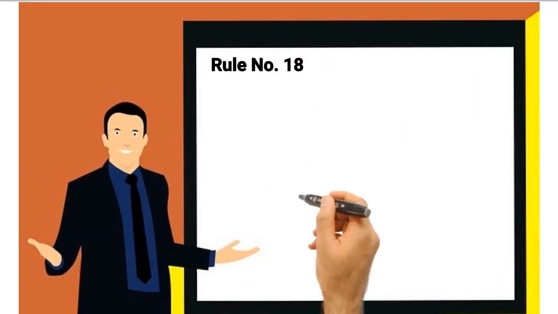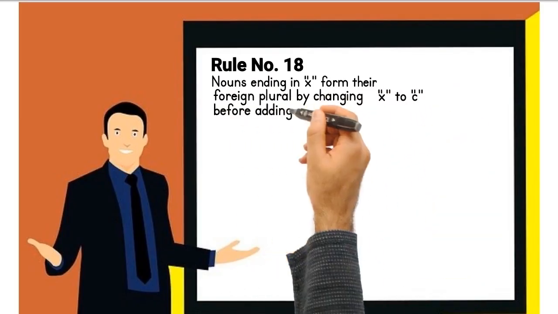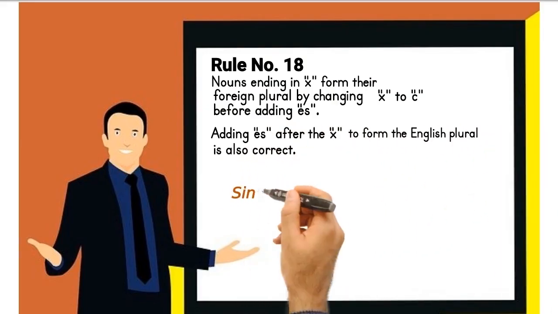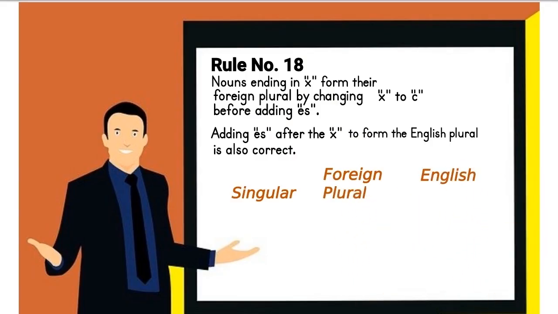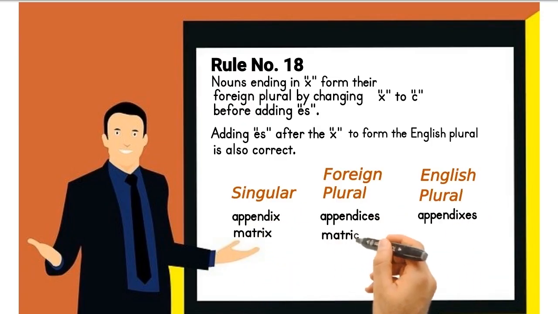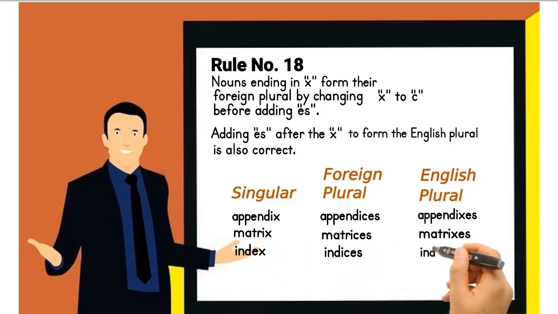Rule number 18. Nouns ending in x form their plural by changing x to c before adding es. Adding es after the x to form the English plural is also correct. For example, appendix, appendices, also appendixes; matrix, matrices, also matrixes; index, indices, also indexes.